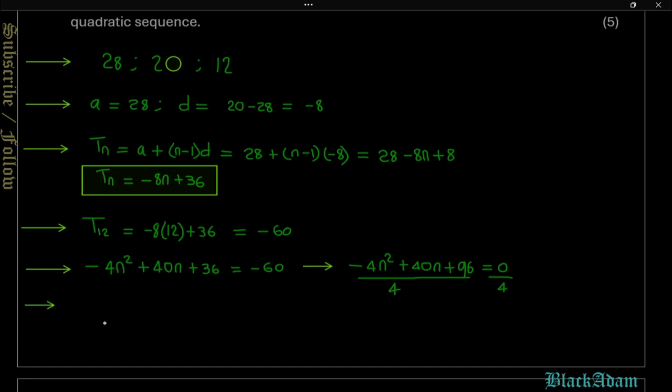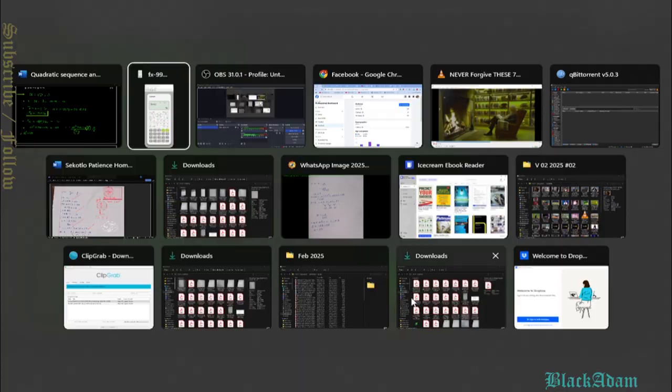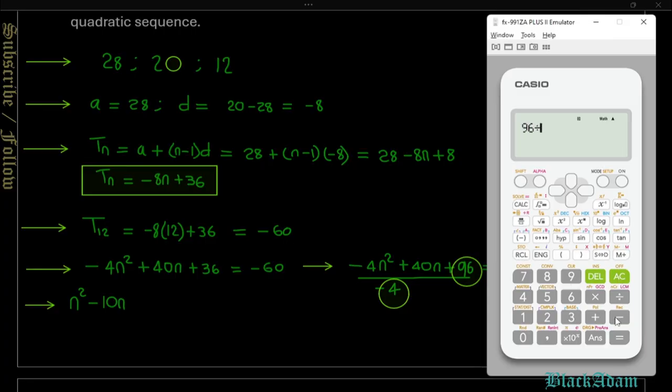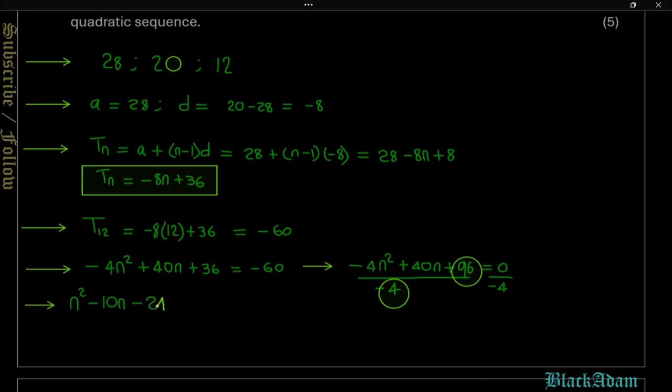So we can divide both sides by -4. So 0 divided by -4 is 0. -4 divided by -4, that's +1. So that's going to be n squared, and 40 divided by -4, that's -10n, and then 96 divided by -4, you can use a calculator. 96 divided by -4, that's -24. So that's our -24 there is equal to 0.